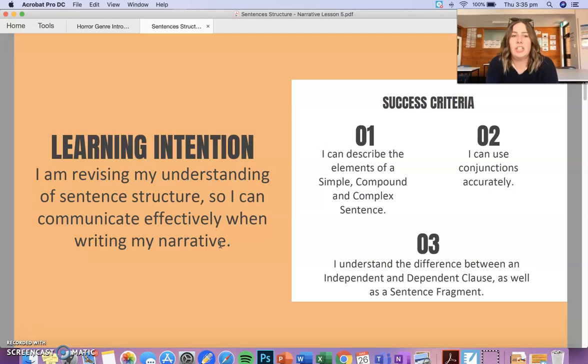So your learning intention is that you're revising your understanding of sentence structure so that you can communicate effectively when you're writing your narrative. And there are 3 ways that you can be successful today. So the first one is that you can describe the different elements that are present within a simple, a compound, and a complex sentence. The second one is that you can use conjunctions accurately. And the last one is you understand the difference between an independent and a dependent clause, as well as what a sentence fragment is.